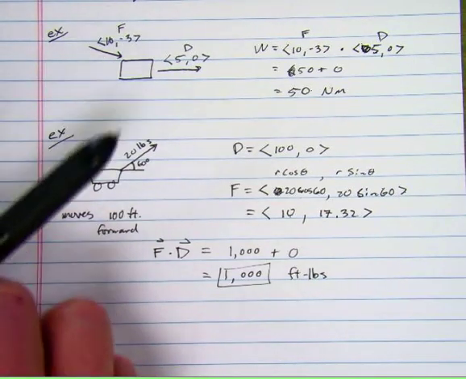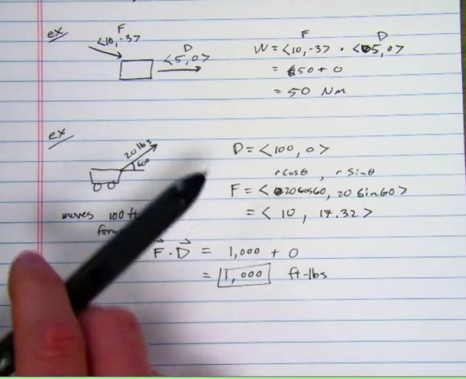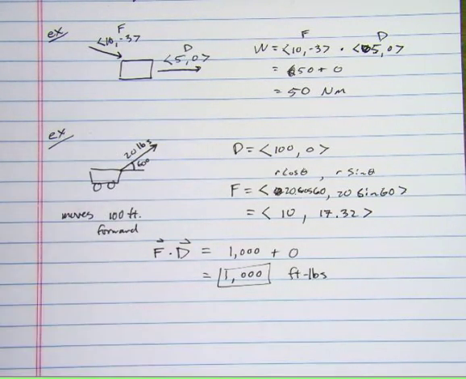So remember, if you have one that is not written as an xy vector, you have to change it using the magnitude and the angle.